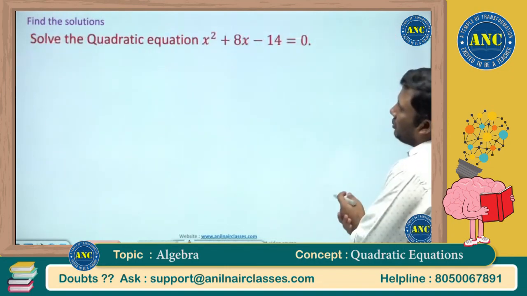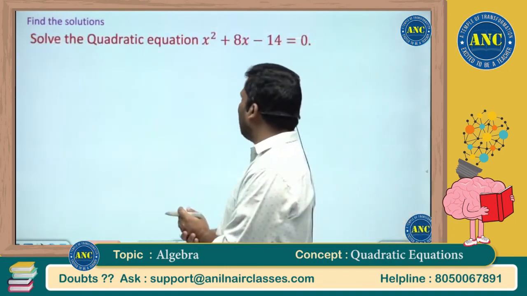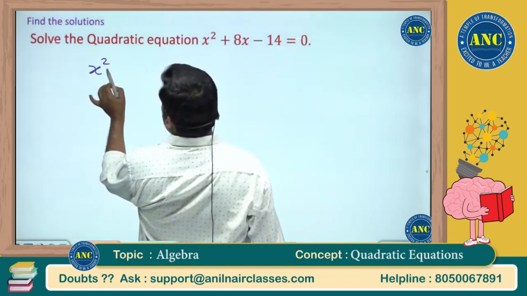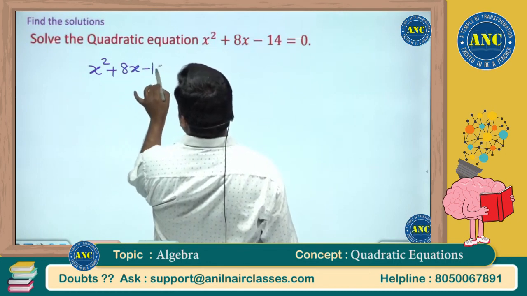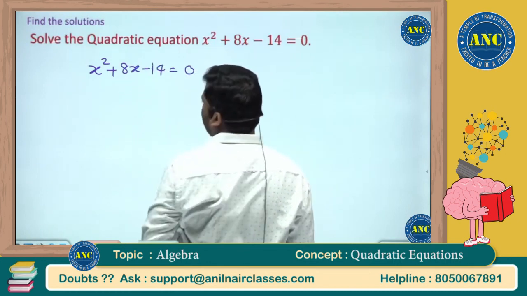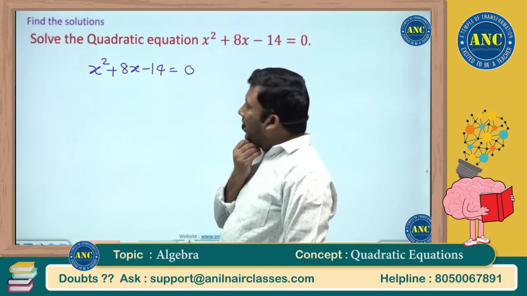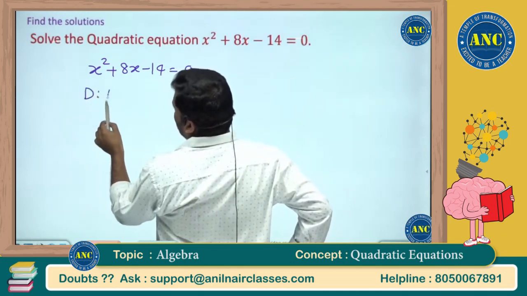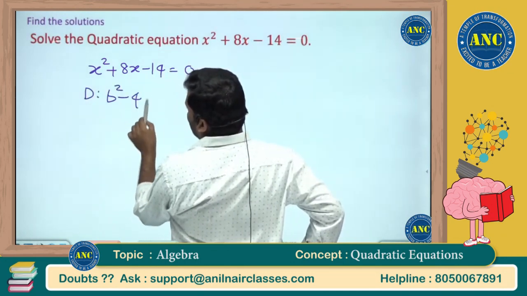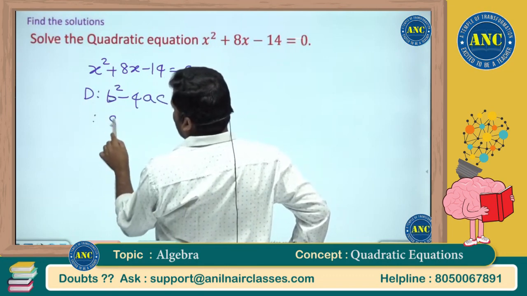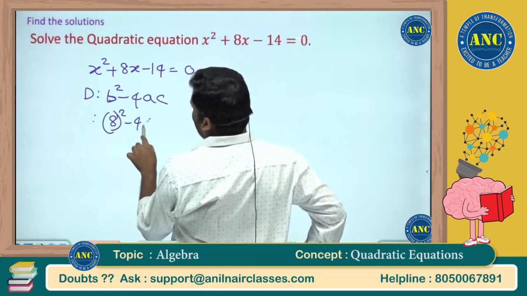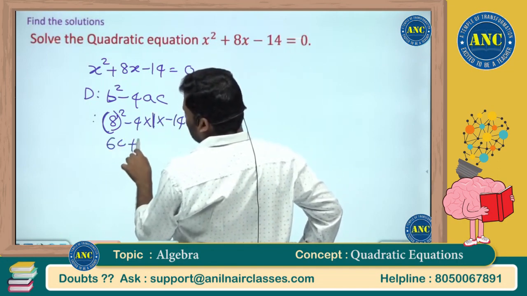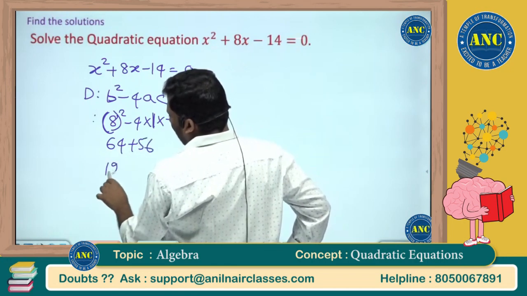Extremely important key points. Next one: solve the quadratic equation x² + 8x − 14 equivalent to 0. If you observe here, the discriminant b² − 4ac is 8² − 4 into 1 into minus 14, which is 64 plus 56, which is 120.